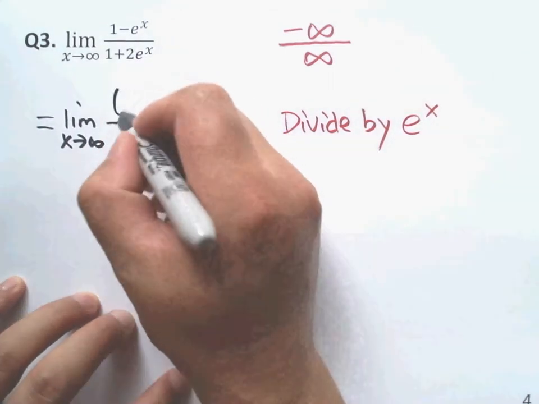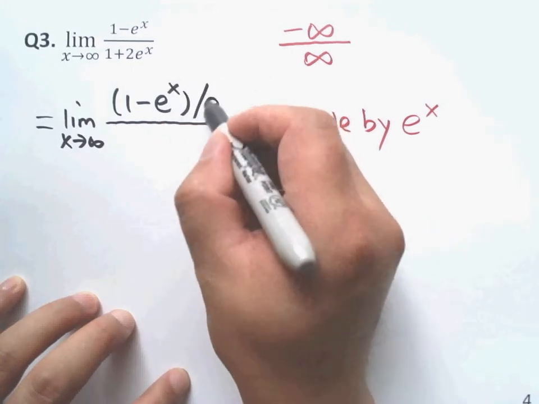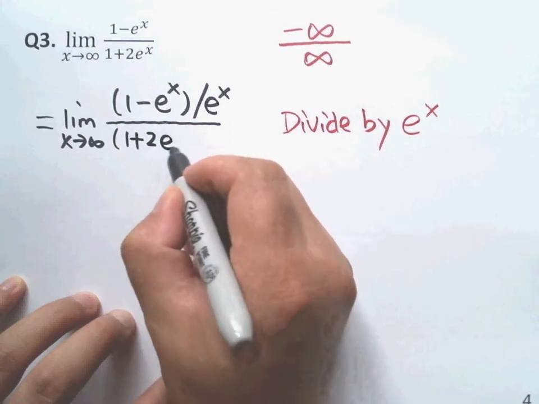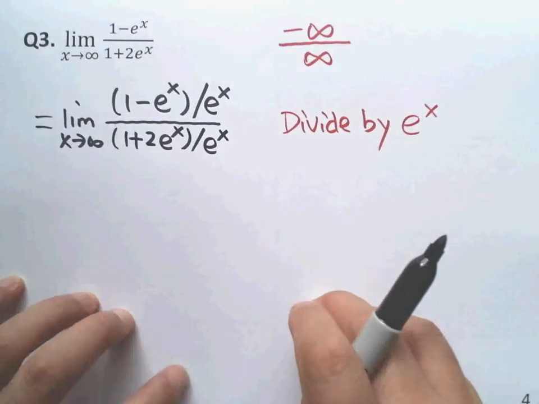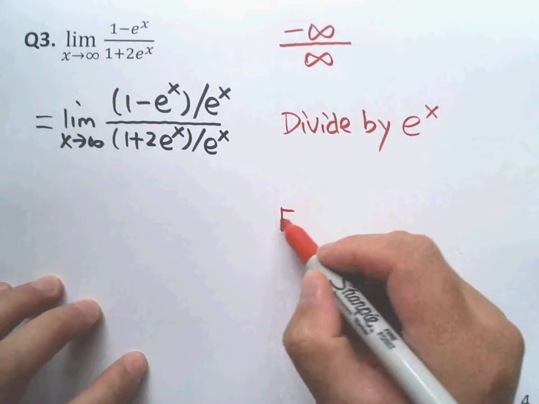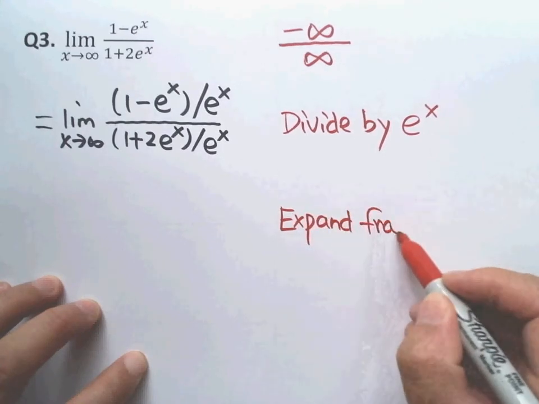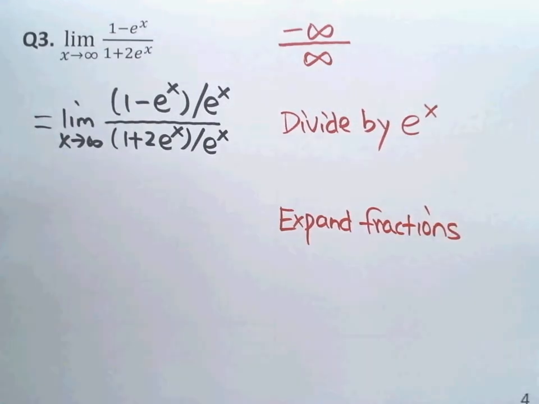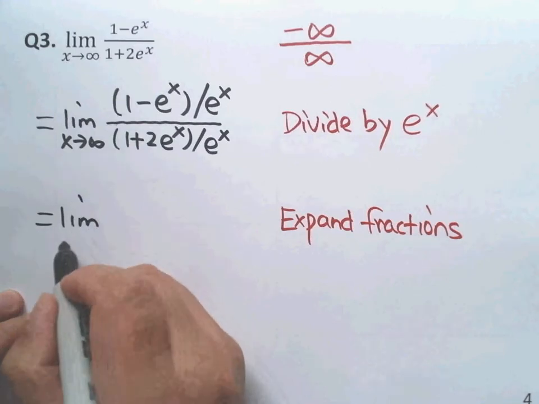Okay, so can you see? The top is 1 minus e raised to the x, divided by e raised to the x. And the bottom is 1 plus 2e^x, also divided by e raised to the x power. And then what to do? Expand the fraction, then we can use the theorem. Okay, and then we will have this.